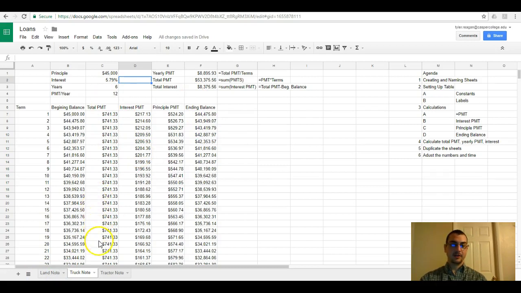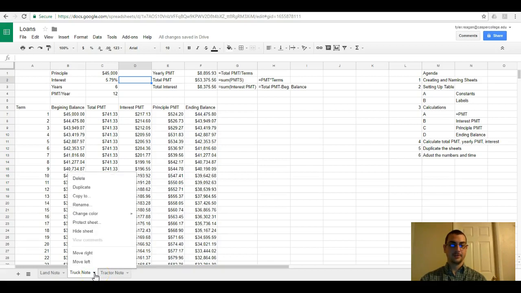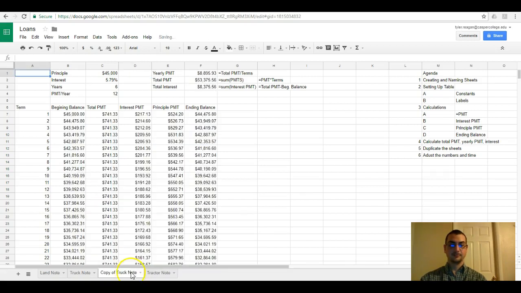Now, let's go ahead and do one more quick example, and we're going to talk about quarterly payments. So we're going to go ahead and duplicate this again. And we're going to say truck note quarterly.